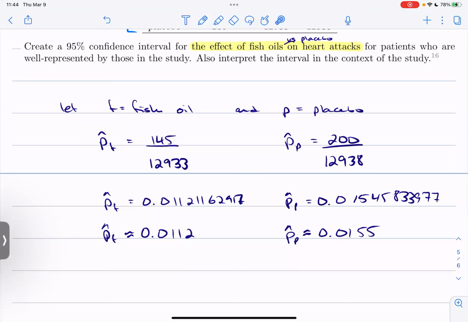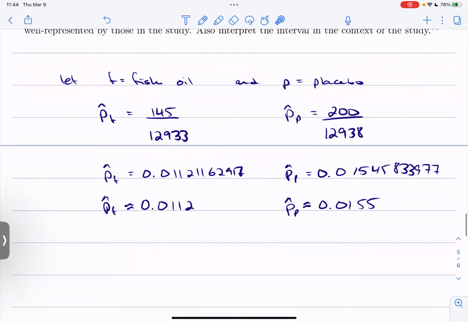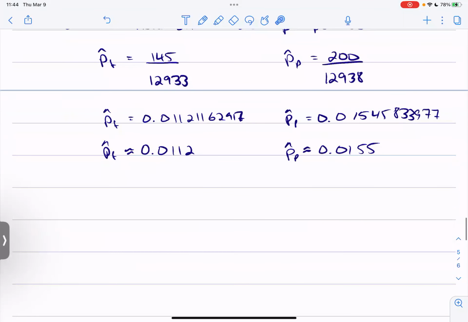So, all right, what I want to do is first check the conditions, or the assumptions. If you prefer to call them assumptions, that's totally fine.